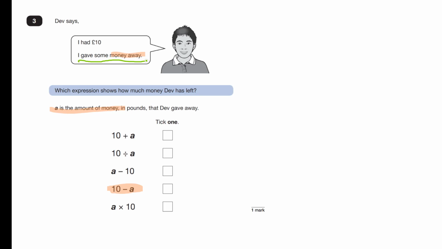So we're simply talking through exactly what he said. He had £10. He gave it away. He subtracted the money, and the money is represented by the letter A, also given in the question. That is a very basic example of expressing a statement algebraically.